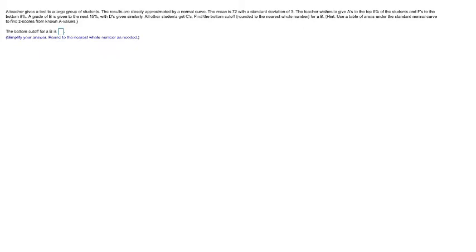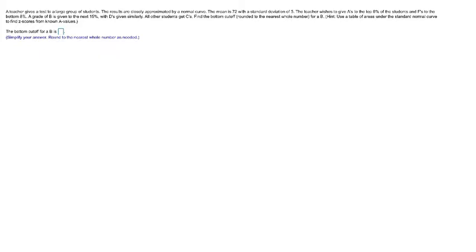So what we're asked to do in this problem is that a teacher is giving a test to a large group of students. The results are closely approximated by a normal distribution with a mean of 72 and a standard deviation of 5. The teacher wishes to give A's to the top 8% of the students, F's to the bottom 8%, a grade of B to the next 15%, and D similarly, with all other students getting C's. So find the bottom cutoff to the nearest whole number for a B.